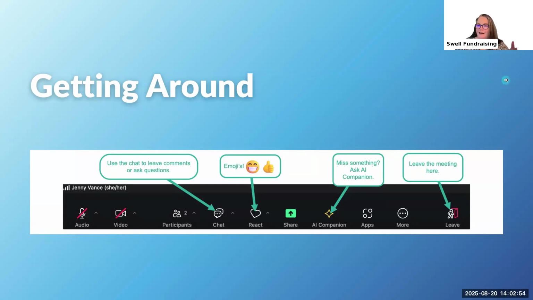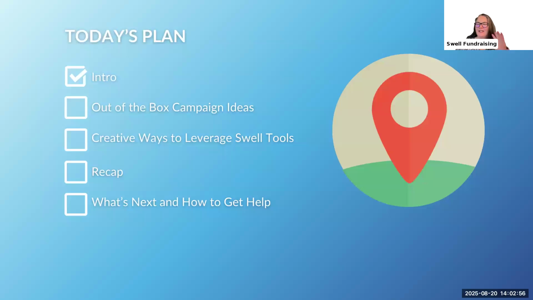So now that we know how to get around, let's just look at our map today just to provide a little clarity and calm any anxiety. So we're on the intro now, and then we're going to talk about some creative campaign ideas. After that, we're going to look at some of your Swell tools and maybe some different ways to use them, some creative ways to use those Swell tools. We'll recap what we've talked about, and then we'll talk about what's next and how to get help if you need it.